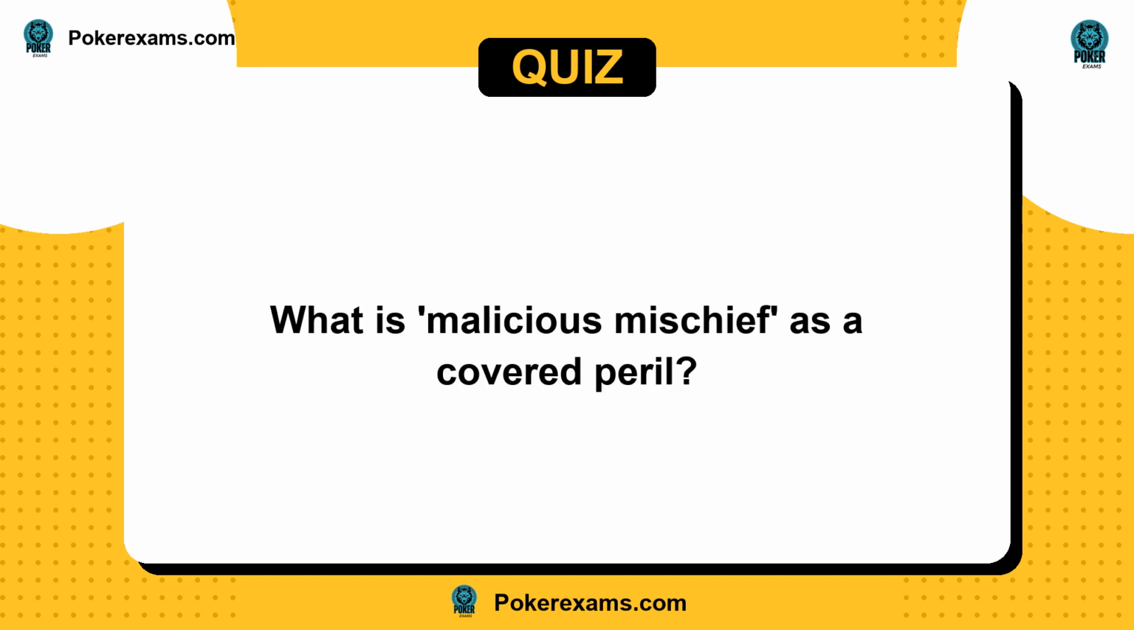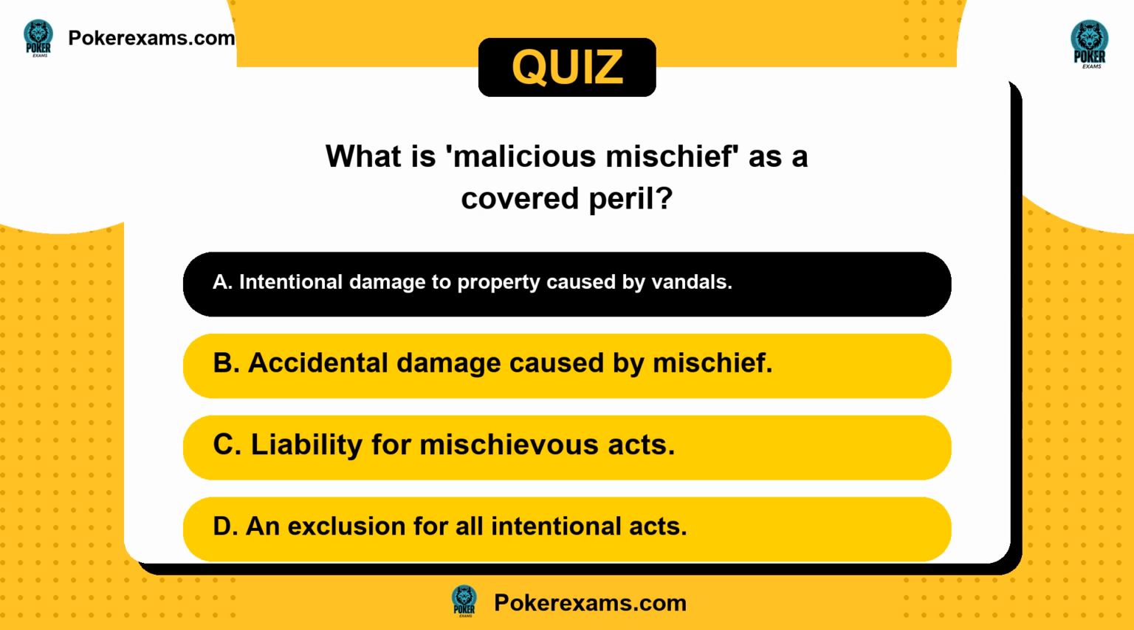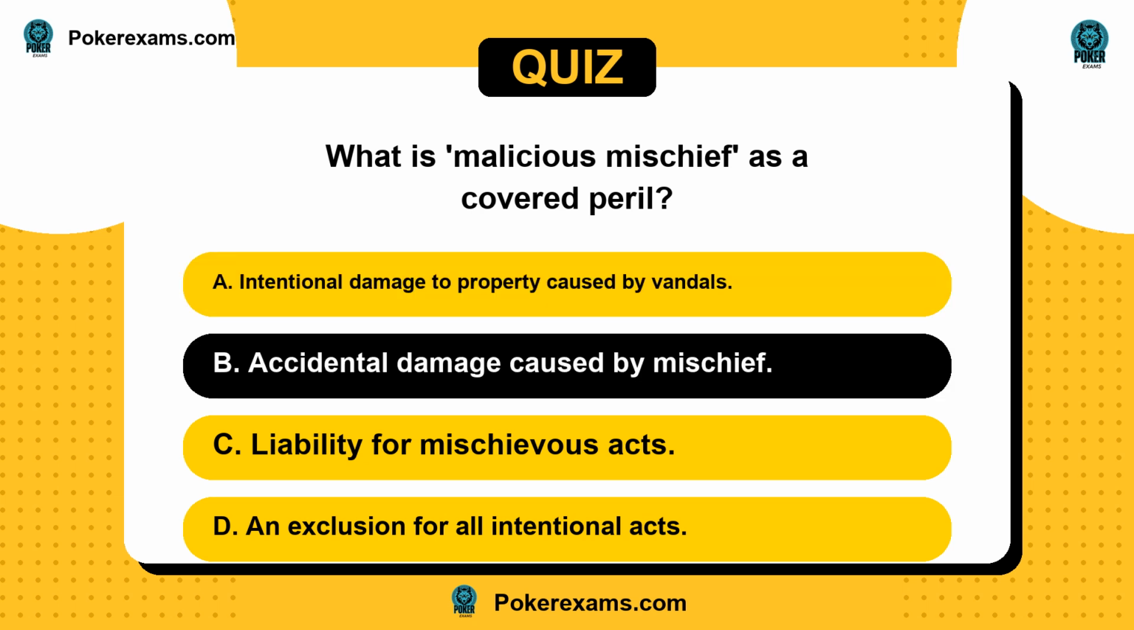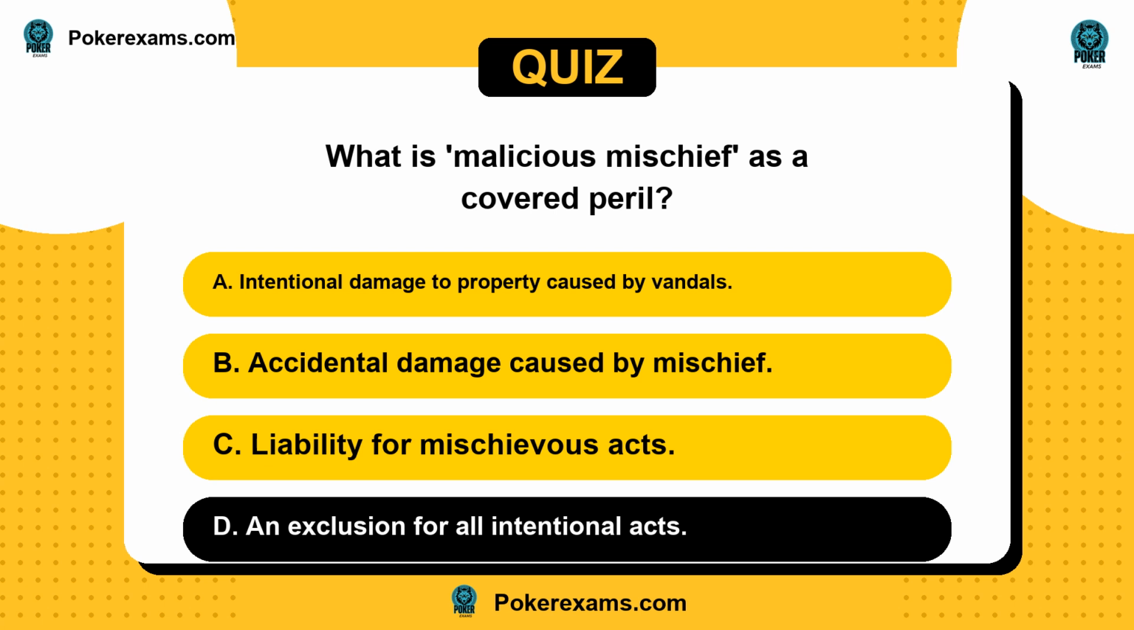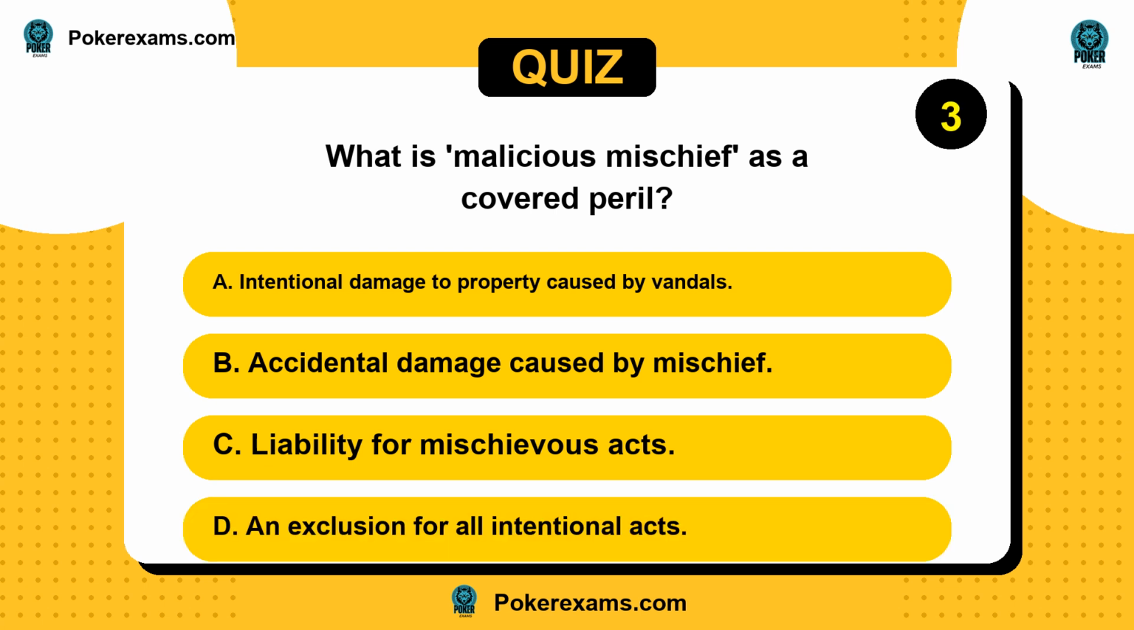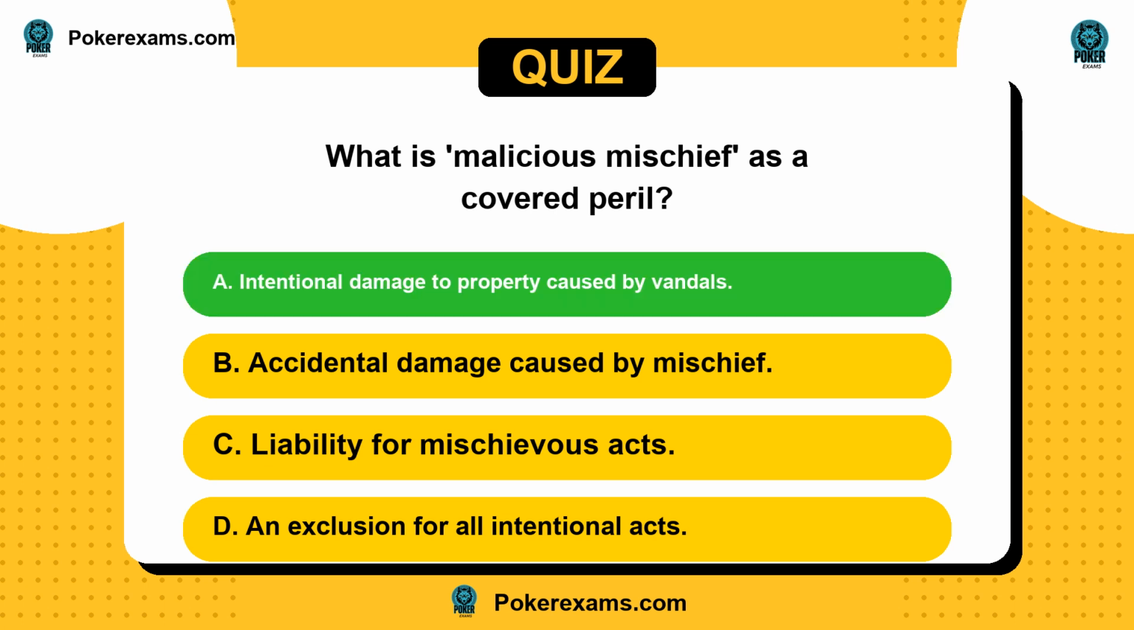Next question. What is malicious mischief as a covered peril? Is it A, intentional damage to property caused by vandals? Or B, accidental damage caused by mischief? C, liability for mischievous acts? Or D, an exclusion for all intentional acts? The answer is A.